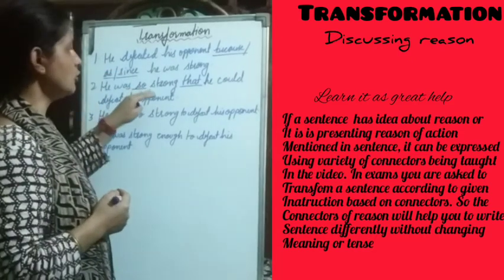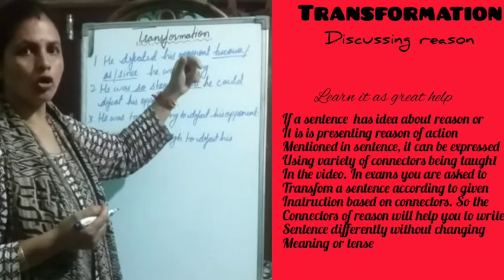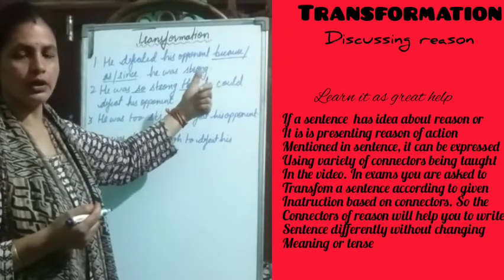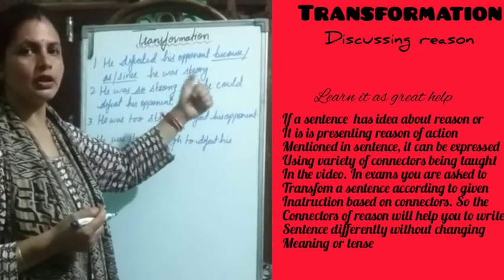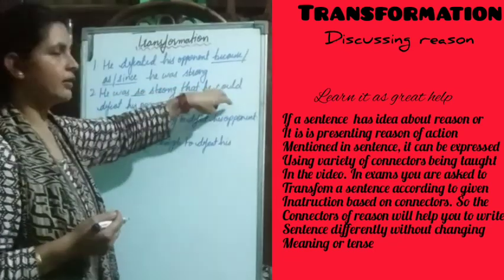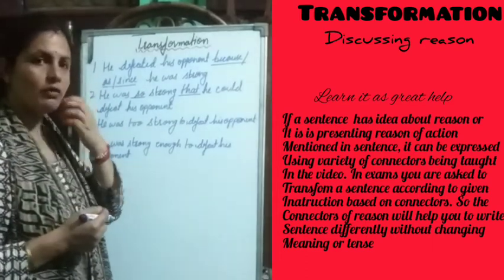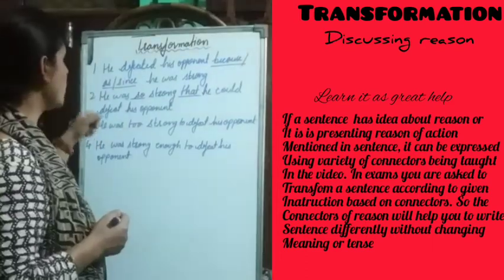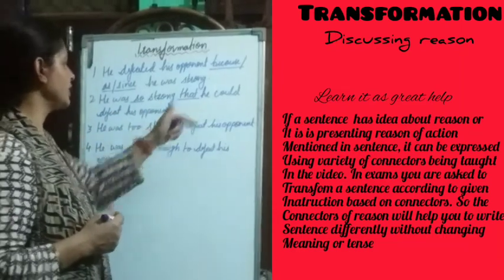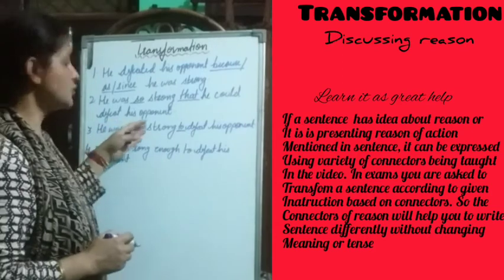Now, as I told you earlier, we have to use can or could. Can if there is present tense, and could if there is past tense in a sentence. As it is past tense, we have used could here. Now this is giving us the idea of reason. He was too strong to defeat his opponent. Too. He was too strong.